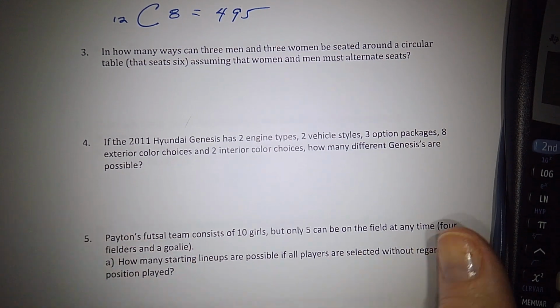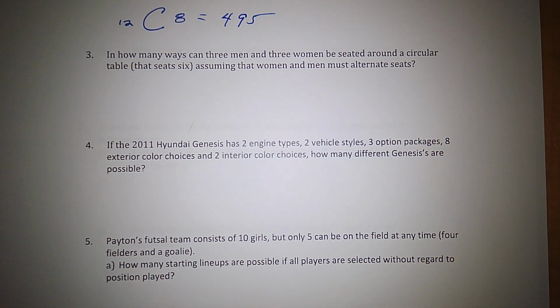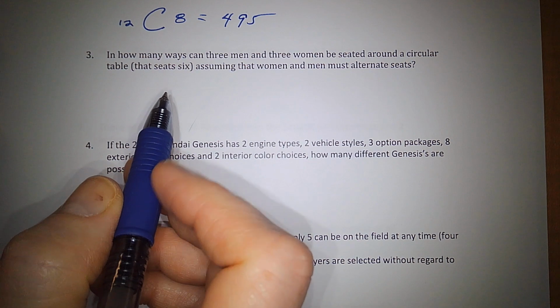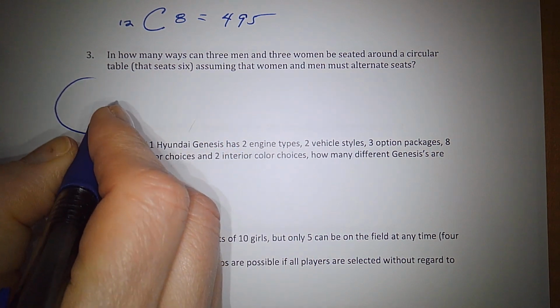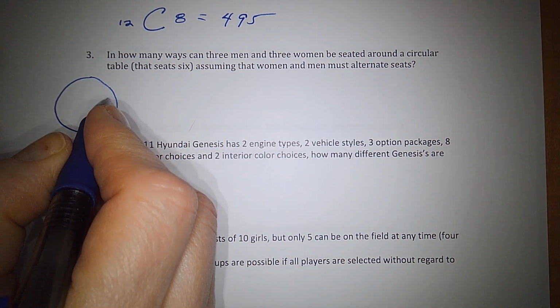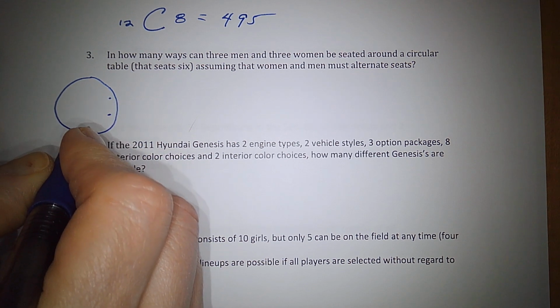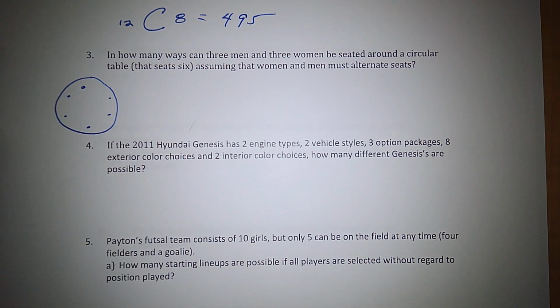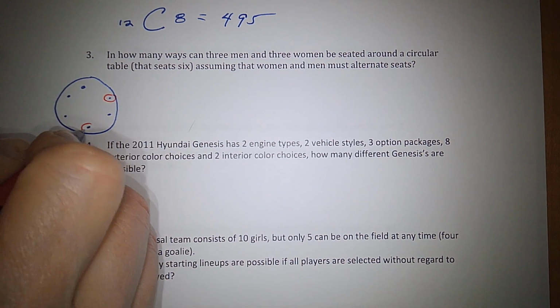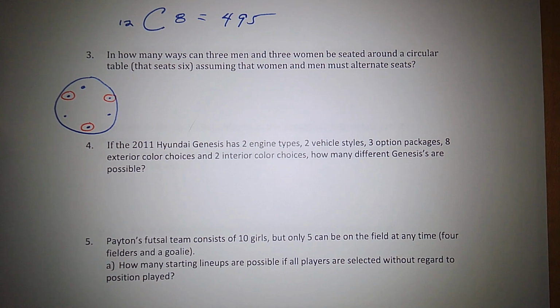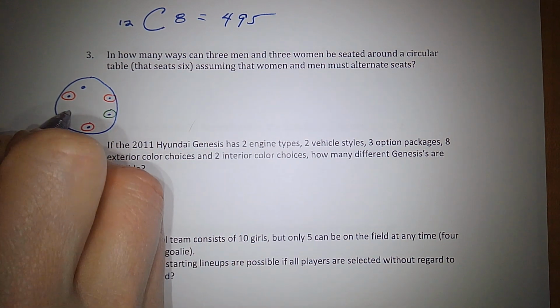Now number 3 is a little tricky. It says how many ways can 3 men and 3 women be seated around a circular table that seats 6, assuming that women and men must alternate seats. So what we have to do first is pick the women. If we look at a table, you have 6 seats: 1, 2, 3, 4, 5, 6. And we know that women have to alternate, and men will then sit in between them.